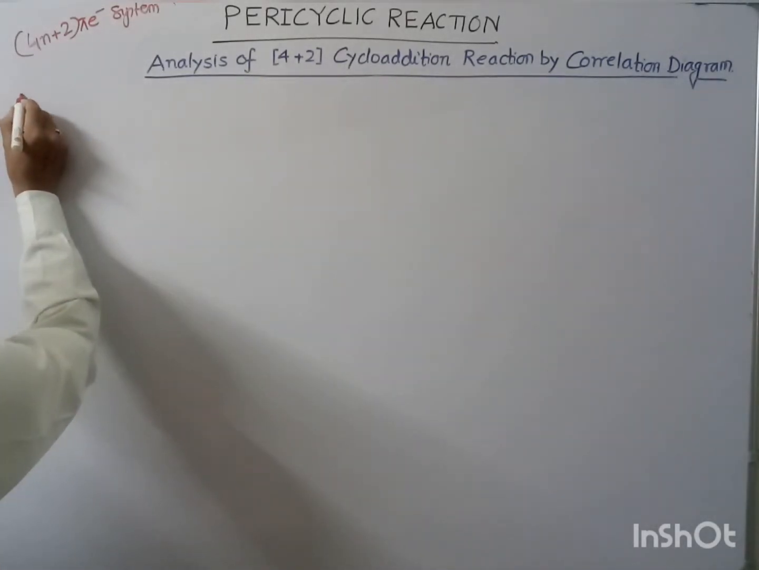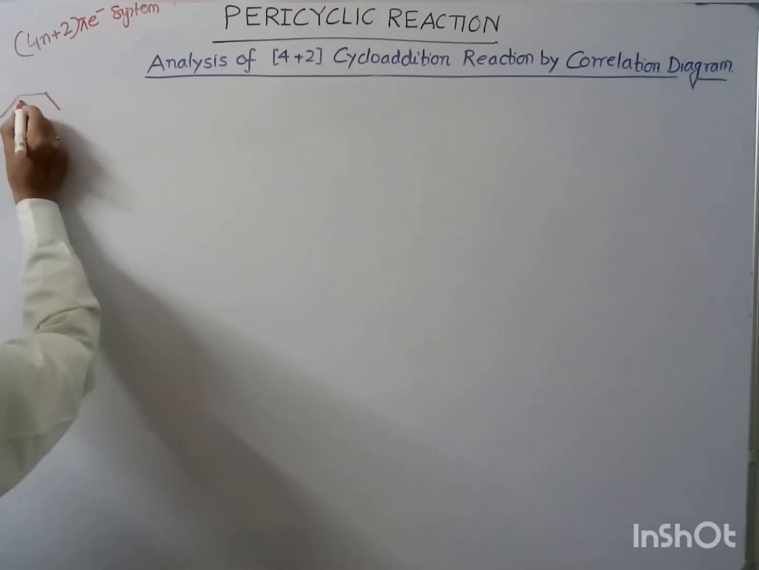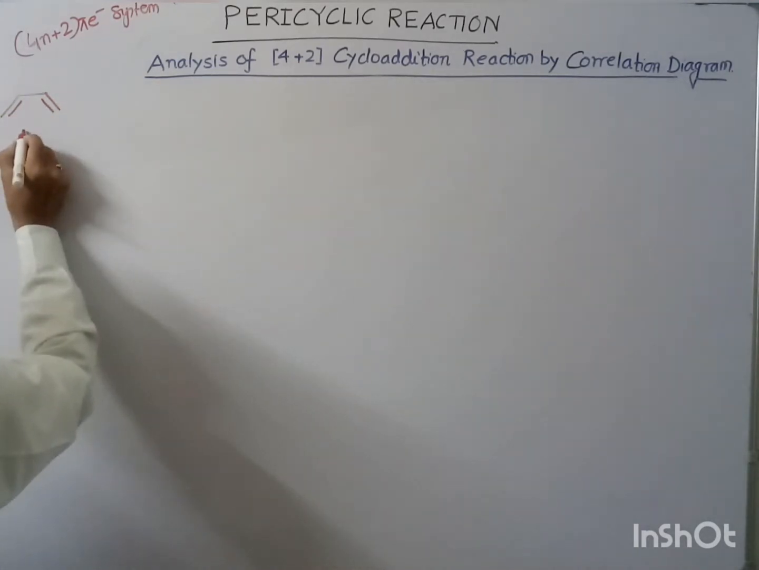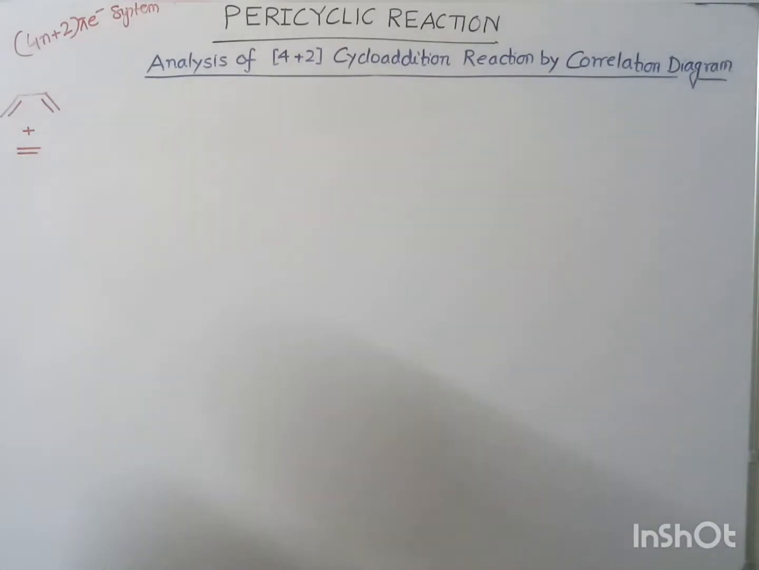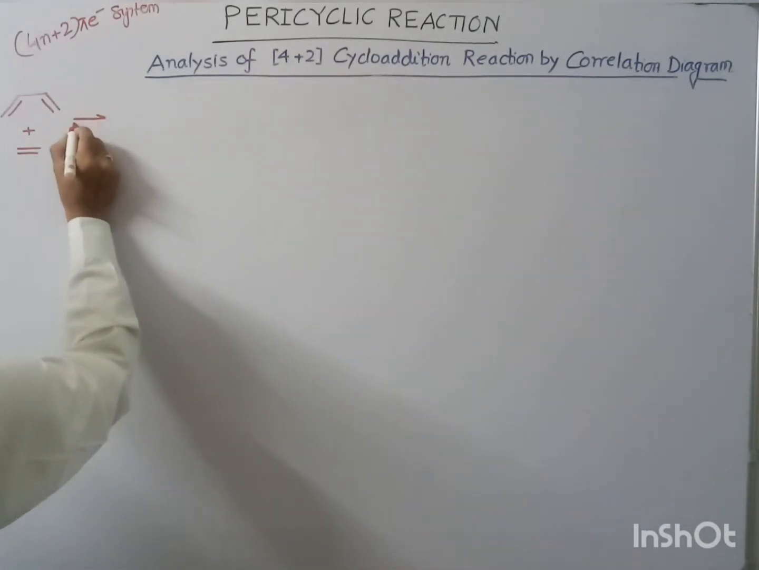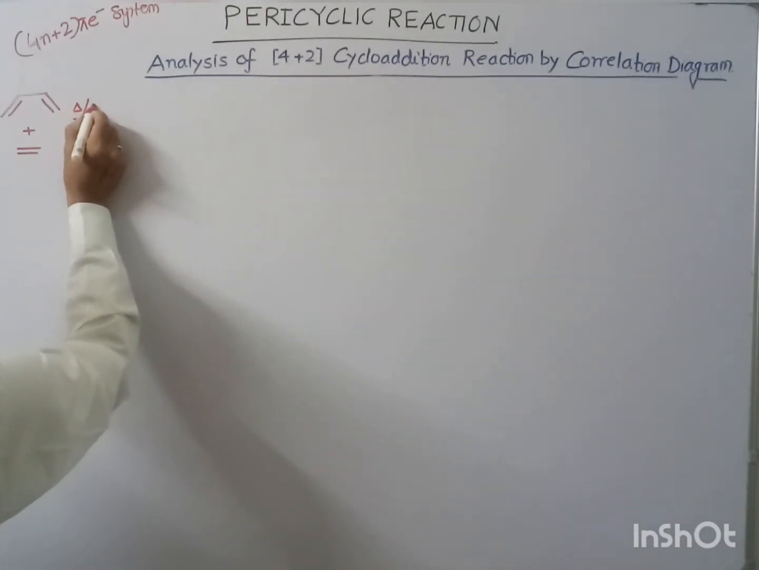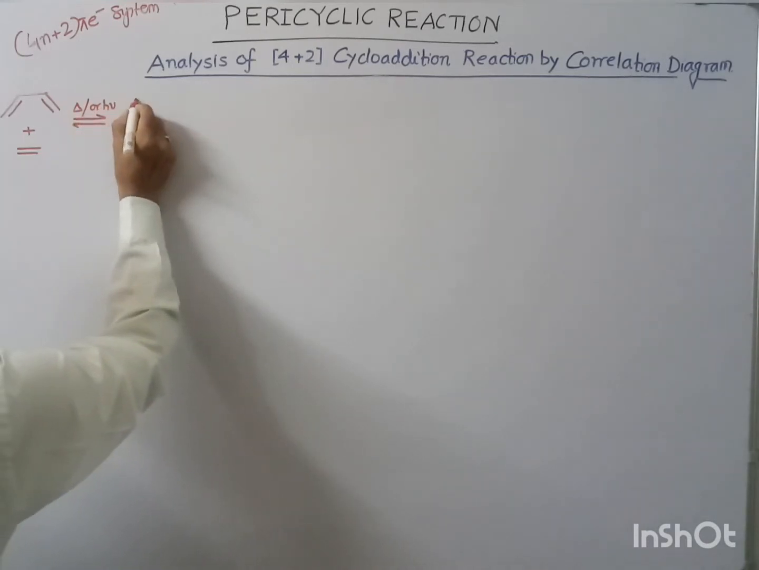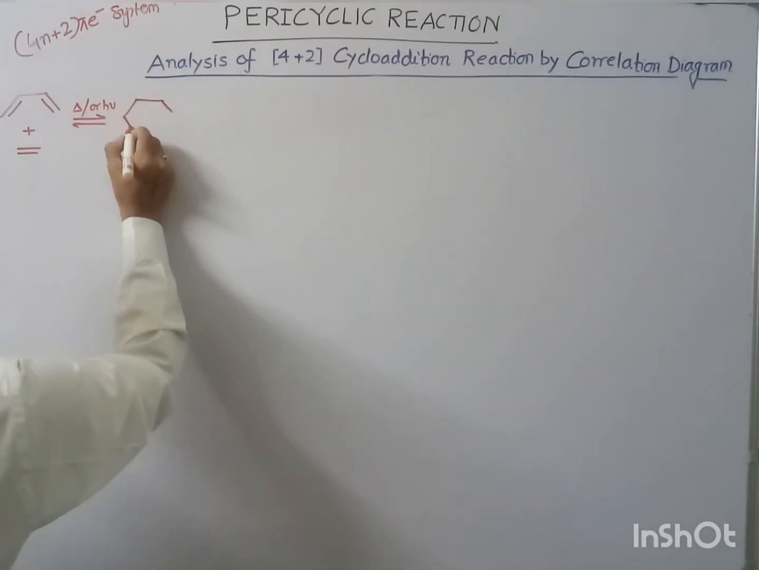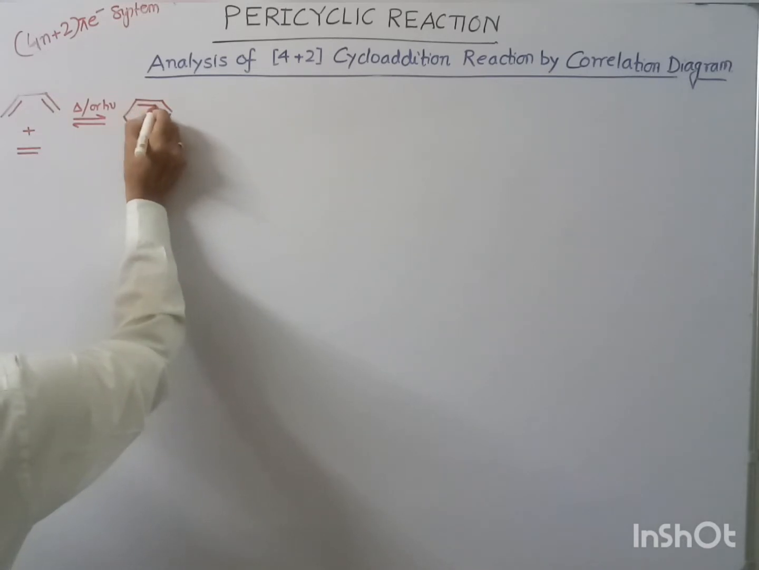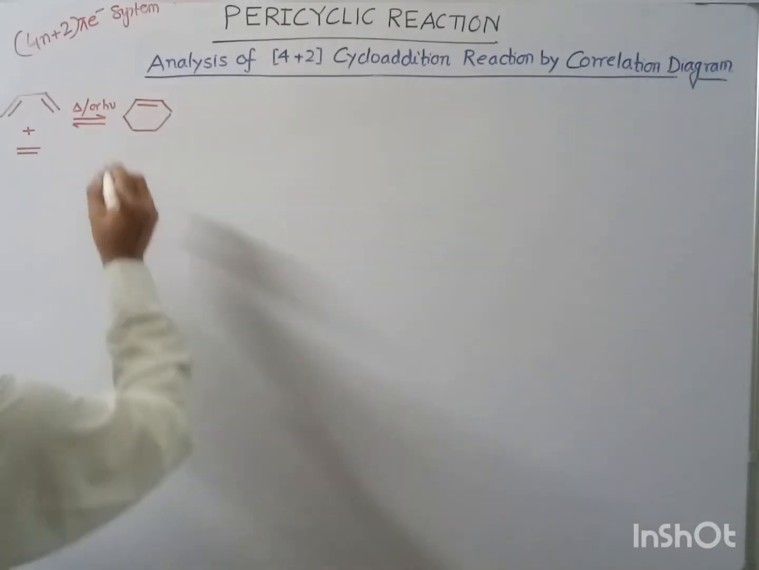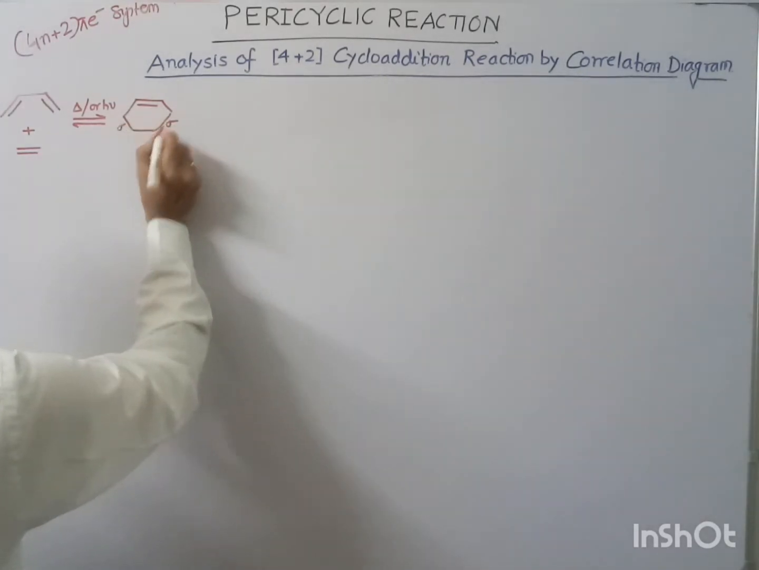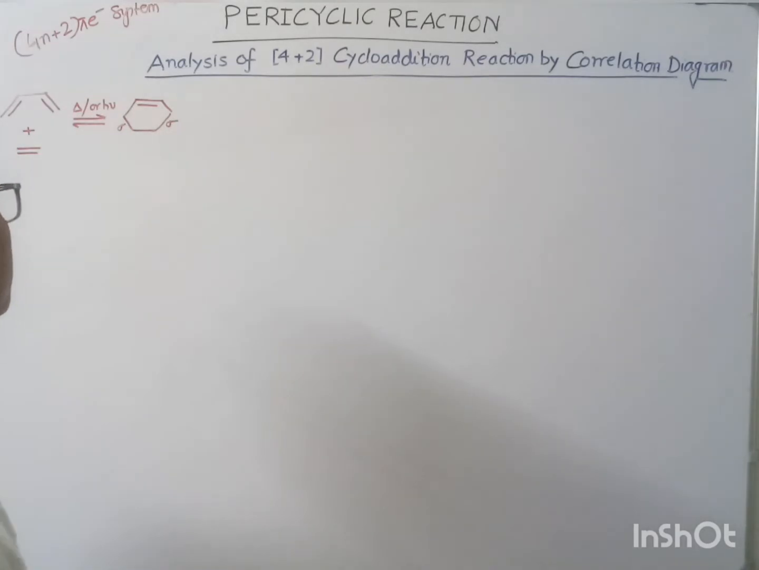And when the butadiene, which is the diene system, reacts with a dienophile, and here the dienophile is the ethene system, these two pi systems react either in presence of heat or in presence of light to give the cyclohexene. So in cyclohexene, one new pi bond is formed and two new sigma bonds are formed. These are the two new sigma bonds which are formed in this reaction.